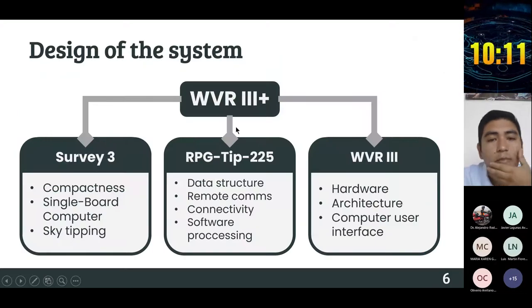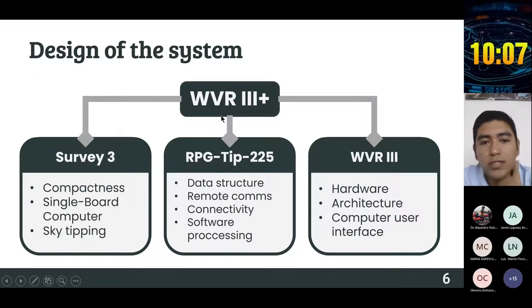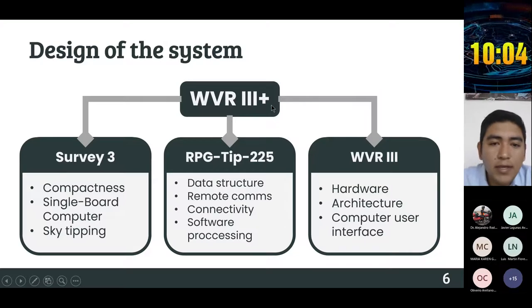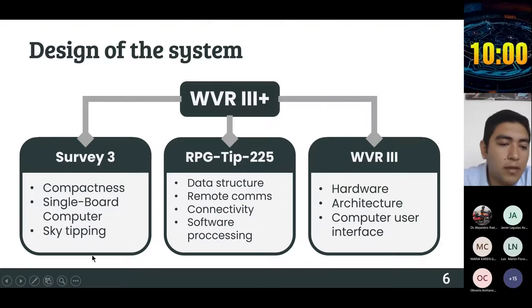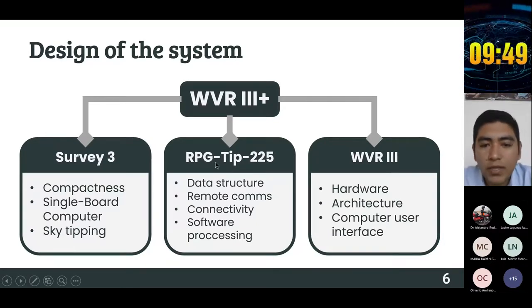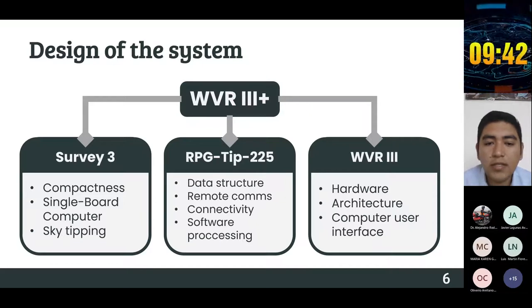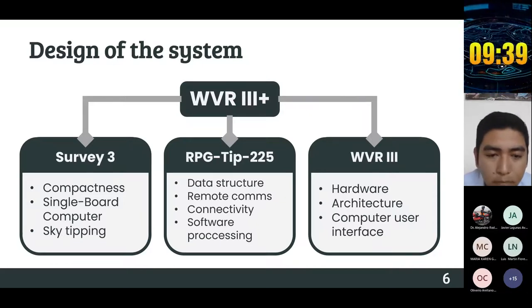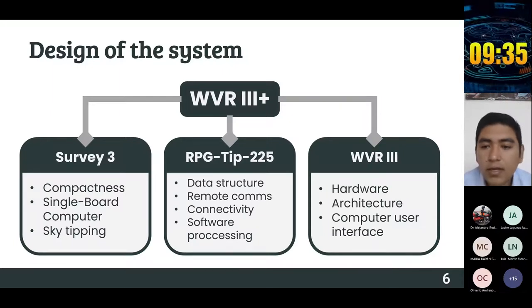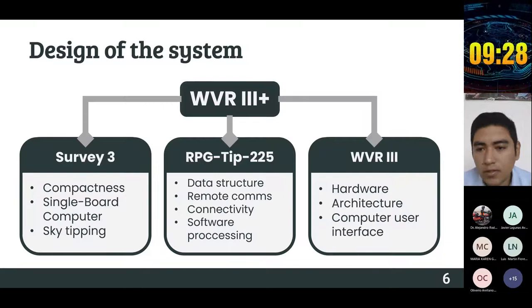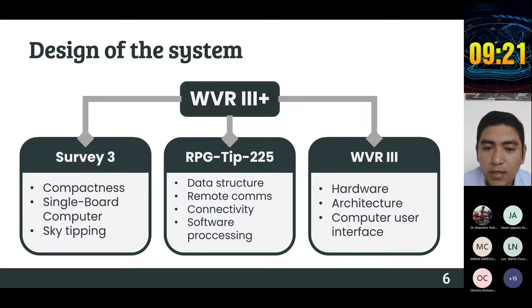Our system is based on this last radiometer. We call this new system WBR3 Plus, and it takes some of the features of the radiometers I mentioned before. From the Servo Tree, we take the components of the electronics, the single board computer implementation, and the sky tipping method. From the RPG, we take the data structure, the remote communications method, the connectivity with other interfaces, and the software processing. From the original WBR3, we take the hardware, the architecture, and the computer user interface, because this radiometer used a graphic interface with LabVIEW for some external computers.